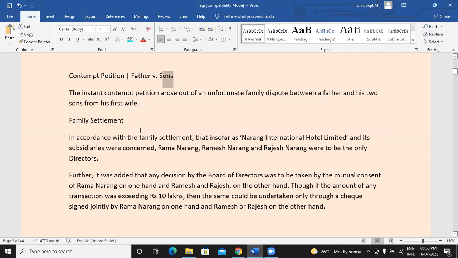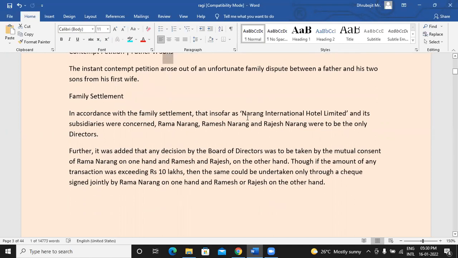And in this family settlement, when the case was filed in the lower court for the settlement, there was this hotel, and its subsidiaries, whatever was falling under that parent organization. Those were given to these three people, the father and his two sons from the first wife. It was given to them, and they were to be the only directors of this certain hotel based on the family settlement.